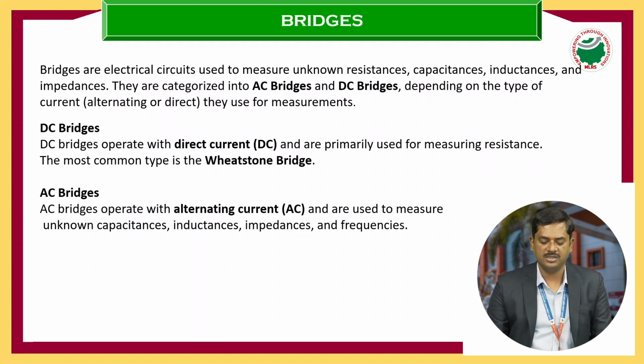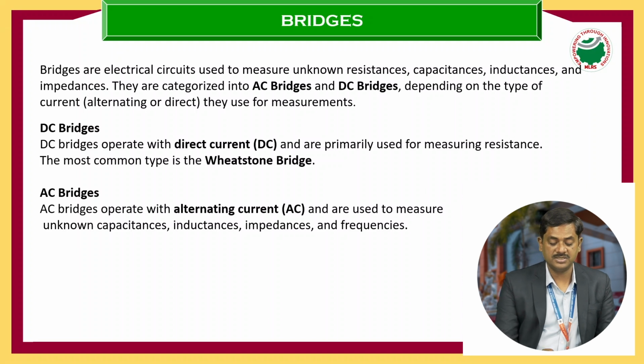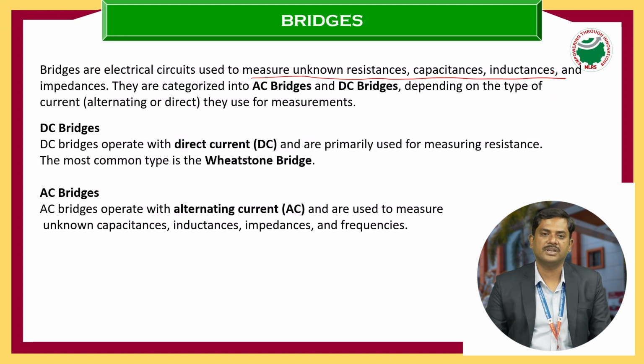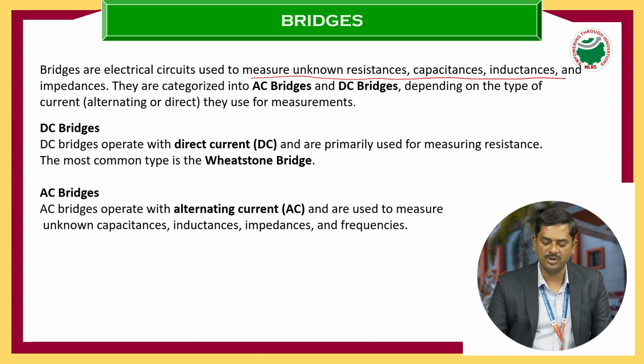Coming to the bridges, bridges are electrical circuits which are used to measure RLC components. In any circuit, a bridge is nothing but something which has 4 arms. 3 arms will be known, and the other arm will be the unknown arm. In the unknown arm, we try to measure the unknown resistance, capacitance, inductance, and impedances. Basically, bridges are classified into 2 types: one is AC bridges, the other is DC bridges.